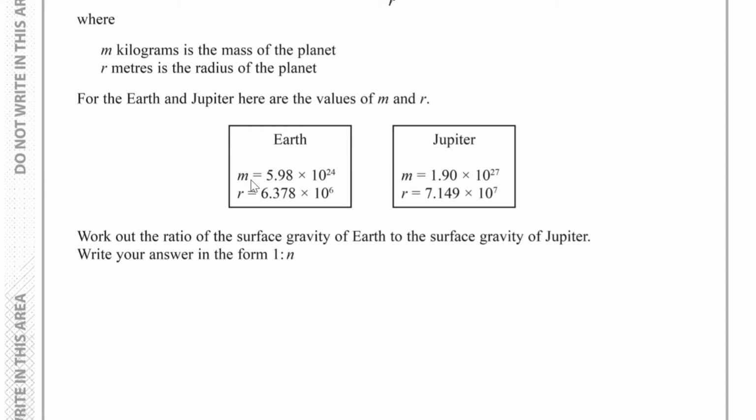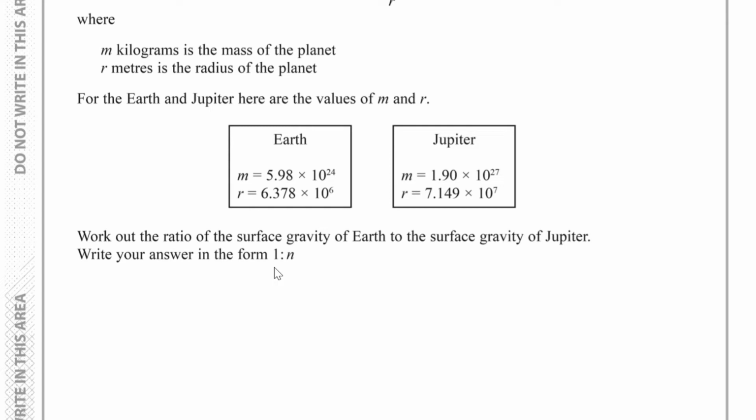So for Earth, we see that m is equal to 5.98 times 10 to the 24, r is equal to 6.378 times 10 to the 6. And for Jupiter, m is equal to 1.90 times 10 to the 27, and r is equal to 7.149 times 10 to the 7. We have to work out the ratio of the surface gravity of Earth to the surface gravity of Jupiter. Write your answer in the form 1 to n.